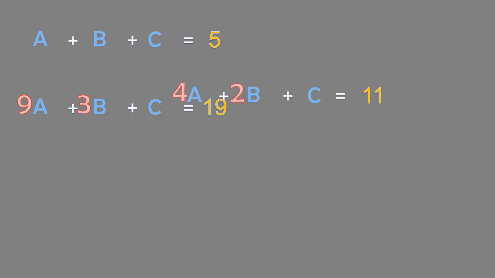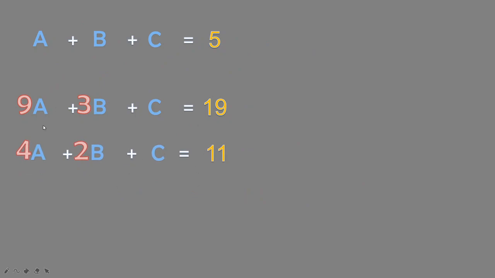So let me subtract these two equations. When I subtract them, I get 9a minus 4a, that is 5a, plus b, and c minus c gets cancelled. So 9a minus 4a is 5a, 3b minus 2b is b, c minus c becomes 0, and 19 minus 11 becomes 8. Okay, now let me put that equation here on the right side. Let me store it for something else.